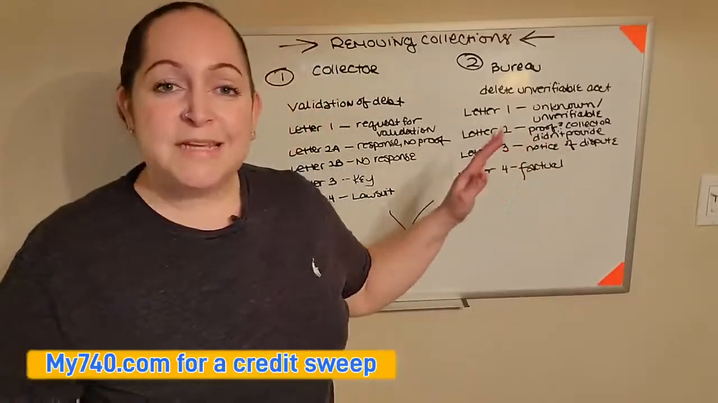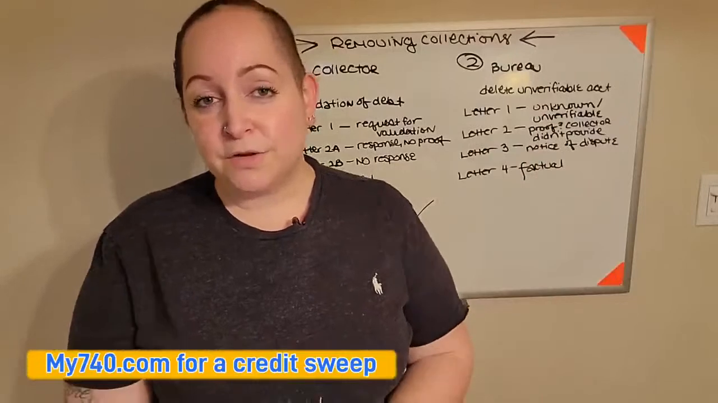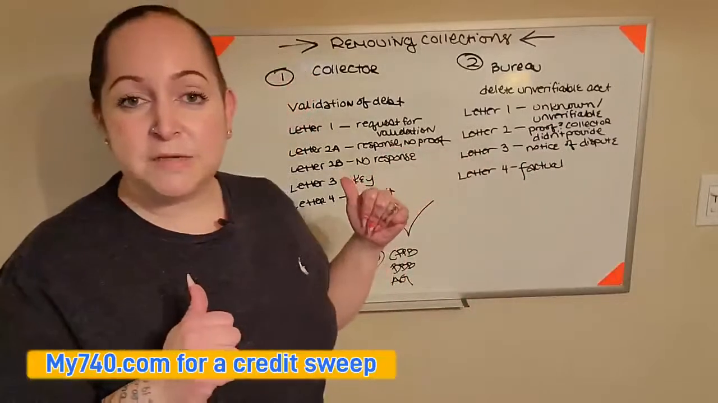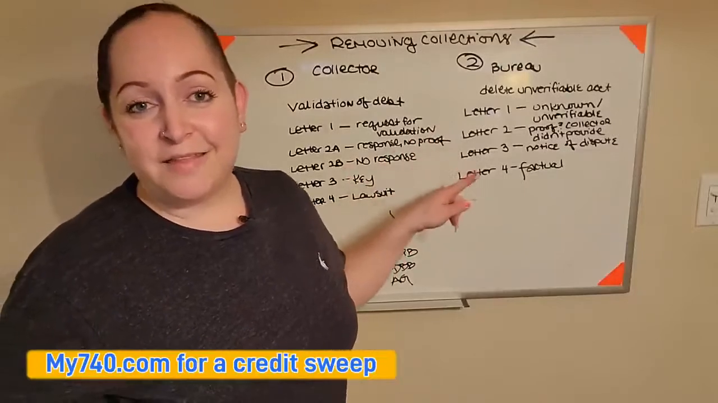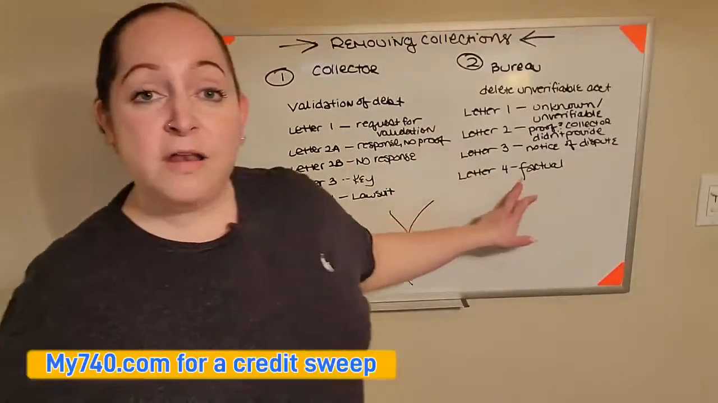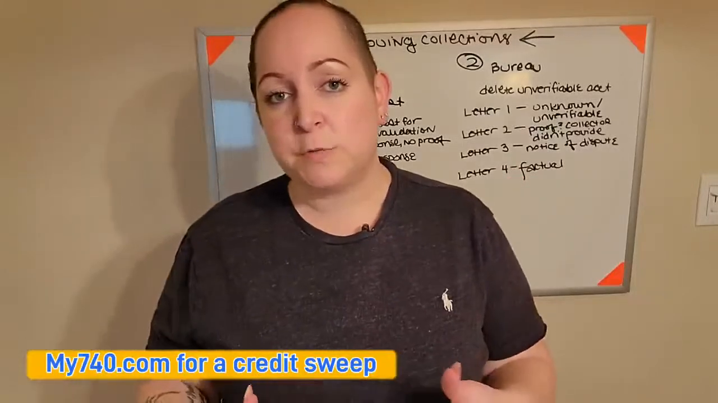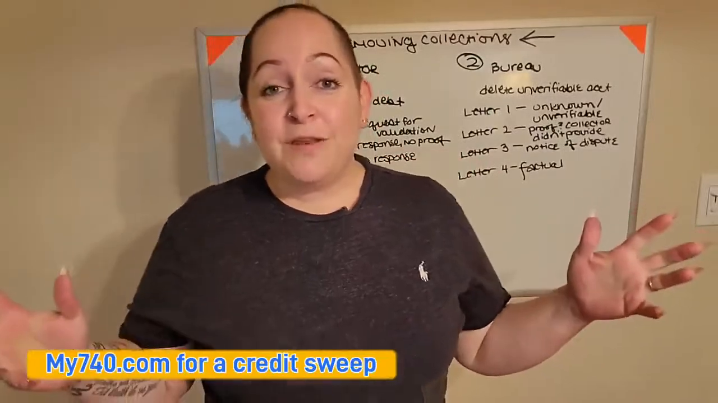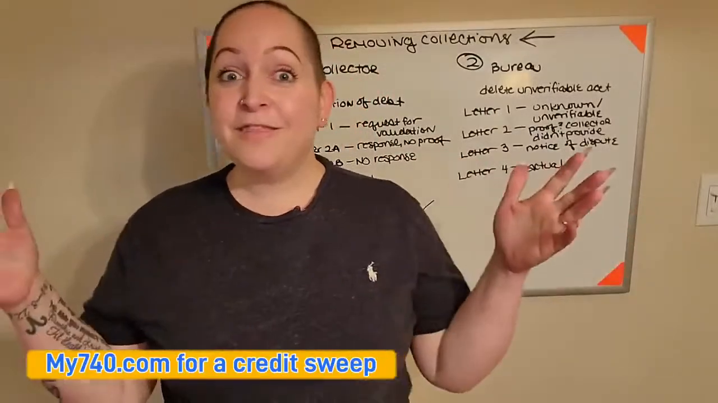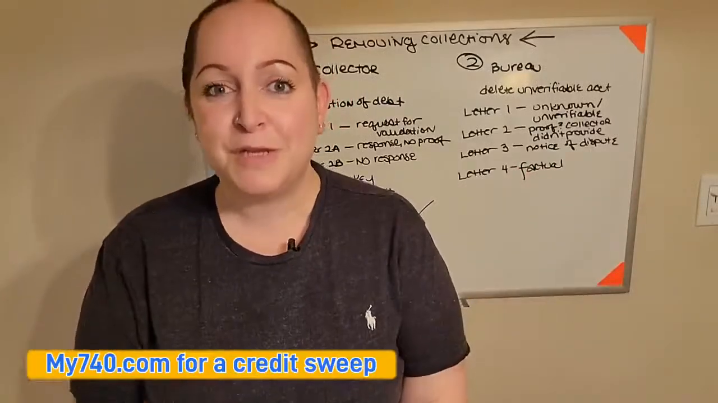So with the bureaus, it is FCRA 623 where it states that they're required to enter the notice of dispute, versus the FDCPA with the collector, okay? But the key to removing these is exactly the same. Now with the bureaus, on or starting with letter 4, that is where we are using factual-based disputes if this method did not work. And if you know anything about my channel, you know that I'm the queen of factual disputes. Otherwise, you would not be here watching this video either.